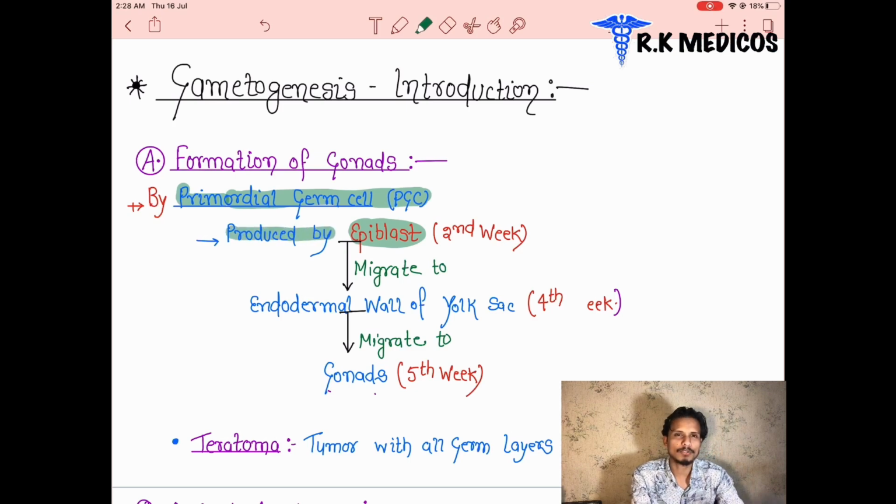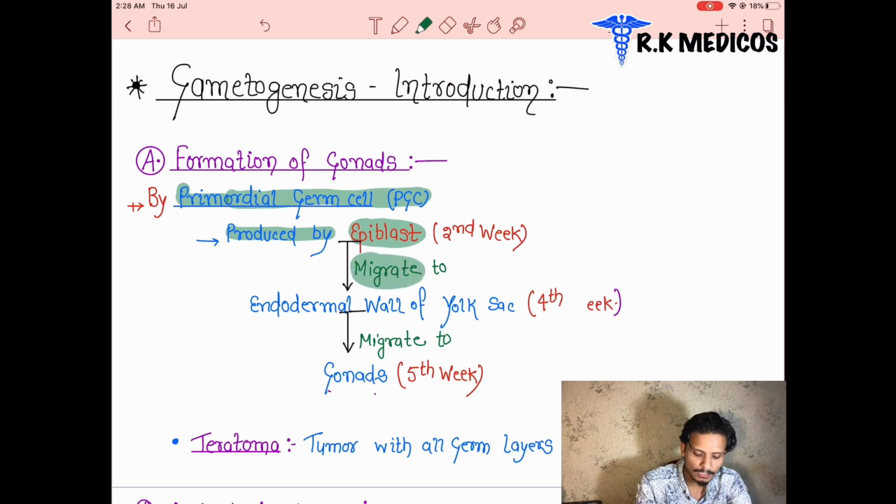In the second part, we are going to discuss the second week of development of the embryo. In that section, we will learn about the epiblast, hypoblast, syncytiotrophoblast, trophoblast, and cytotrophoblast. Everything will be discussed there. For now, we have to memorize it. The epiblast is a layer, along with the hypoblast. The primordial germ cells begin to form from the epiblast, and after that these primordial germ cells migrate to the yolk sac by the 4th week.